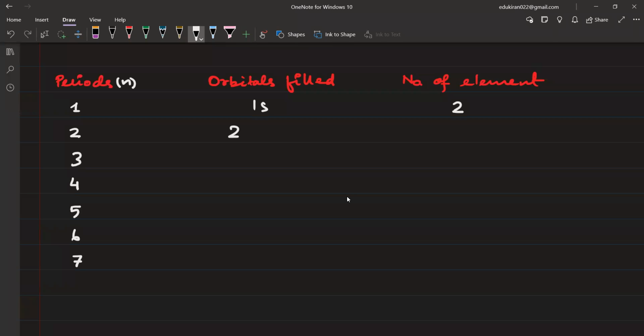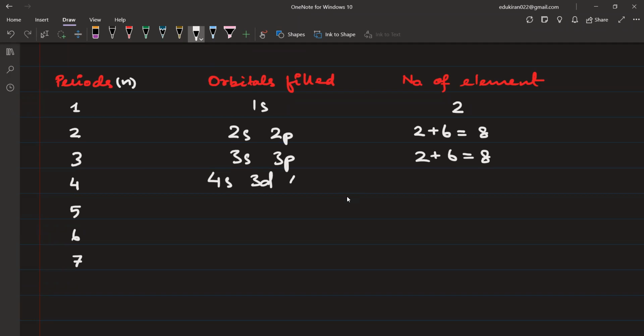In the second period, we fill 2s and 2p. So s can hold 2, p can hold 6. So this will be 2 plus 6, which is equal to 8 elements. The next, we fill 3s and 3p. Here also 2 plus 6, that is equal to 8 elements. After 3s, we fill 4s and then 3d and then 4p. And here I am going to have 2 plus d can have 10 and p will have again 6, which will be equal to 18.